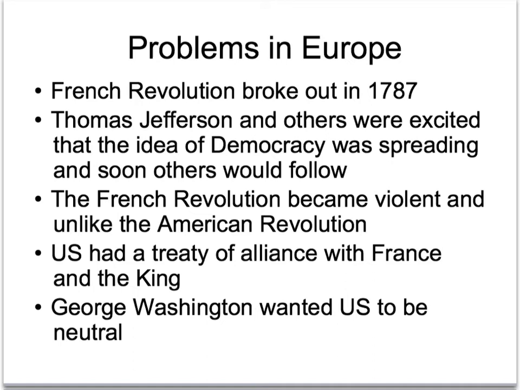During the American Revolution, the United States had a treaty with France and the king, and that put the United States in a difficult position. Support the democracy or support the king. George Washington, during his presidential term, issued a neutrality proclamation that the United States would not be involved at all.